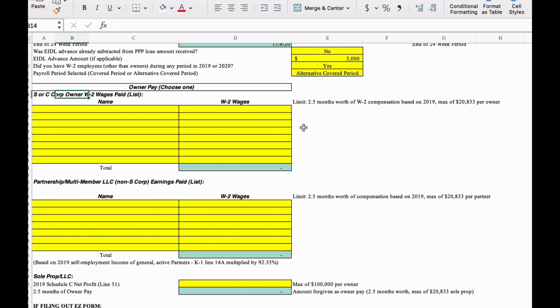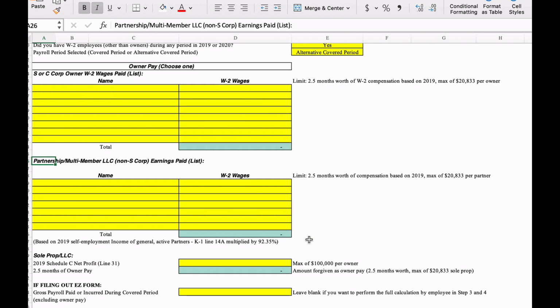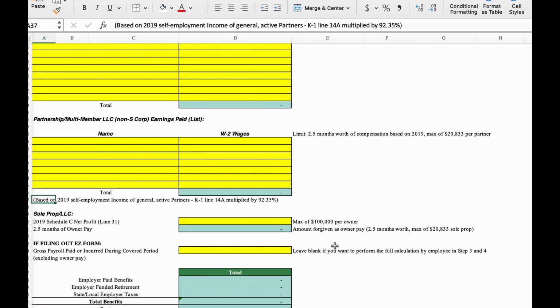Now you can pay yourself more than that, but you can only be forgiven for that 2.5 months as an owner. Okay, there are different rules. The maximum for employees is different. You can actually increase pay for employees, but not for owners because they don't want you to have a windfall because of PPP. Okay, so also, same thing here for partnership or multi-member LLC. You're going to have the same limit of 2.5 months worth. Note, we tell you essentially how to calculate that based on your K1.